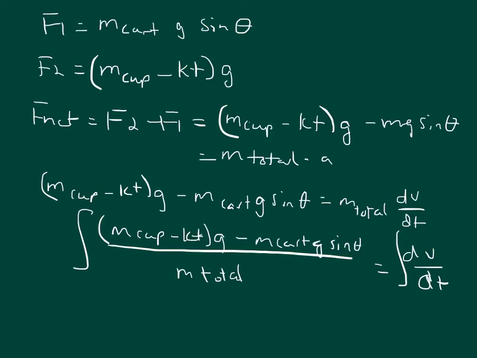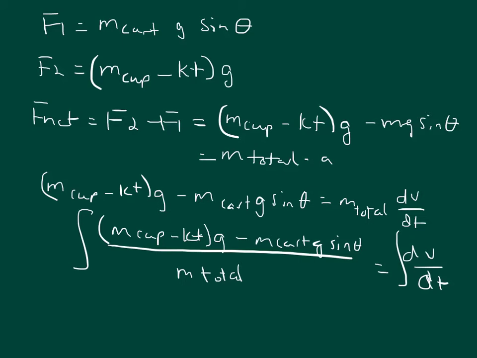Alright, so I'm going to explain the mathematical part of this lab. First, we have these two forces, and we know F net is just the difference of the two. And F net equals ma, and a, which is dv dt, equals the difference. So now we have an equation.